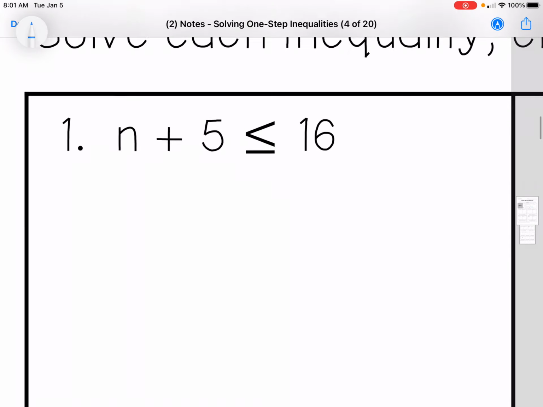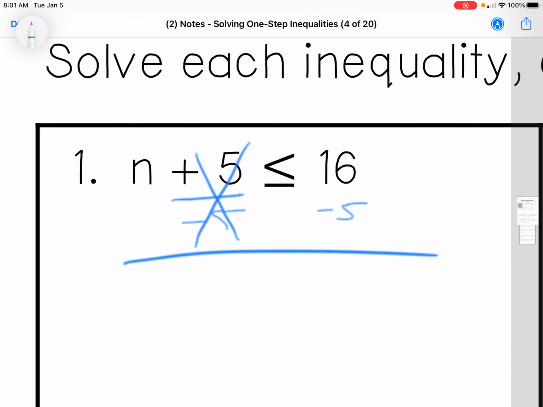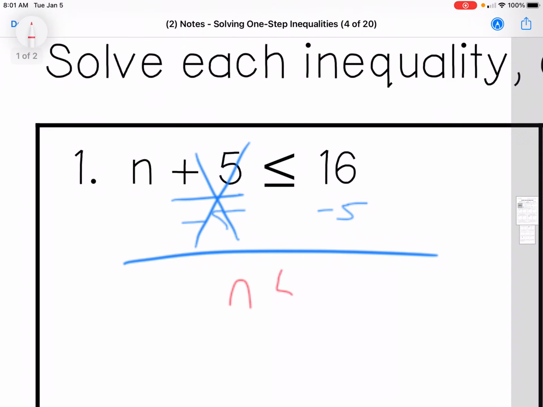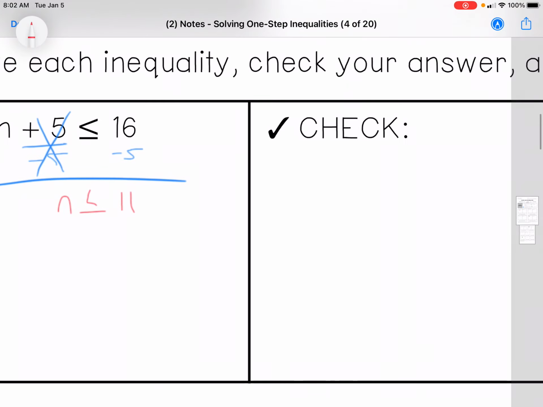Okay, so let's solve this problem. You got to take this to the other side. How are we going to do that? We are going to subtract 5. Whatever you do to one side, you do to both. Okay, those go away. You're left with n is less than or equal to 16 minus 5, which is 11. That is your answer. n is less than or equal to 11.